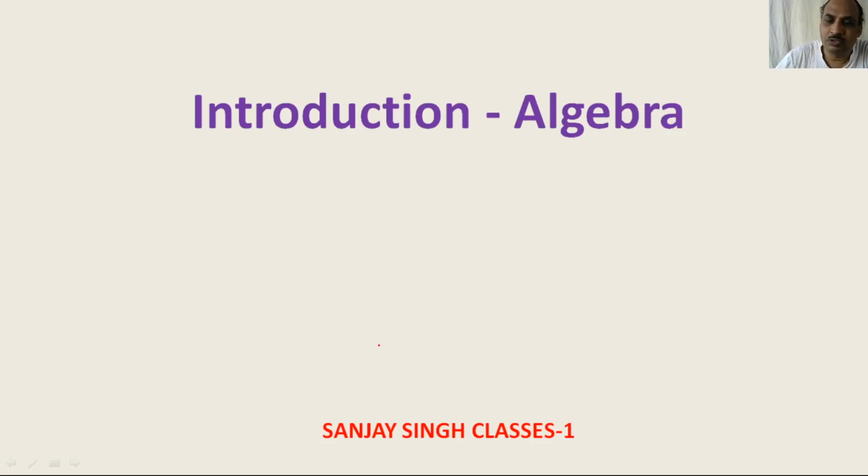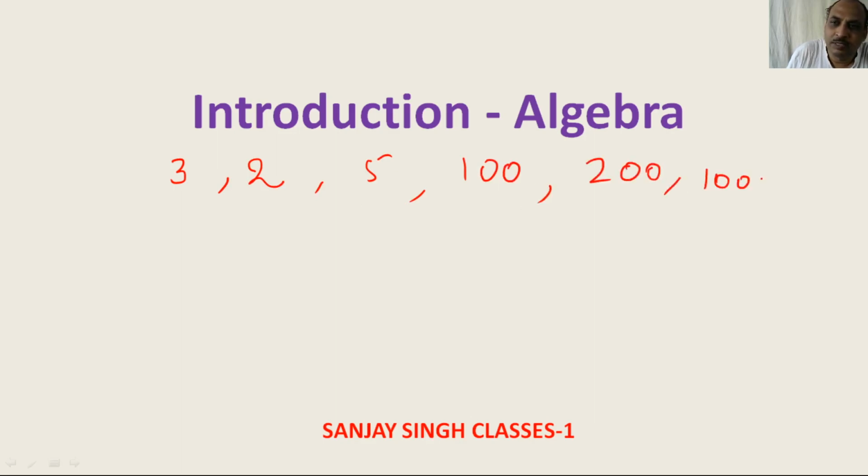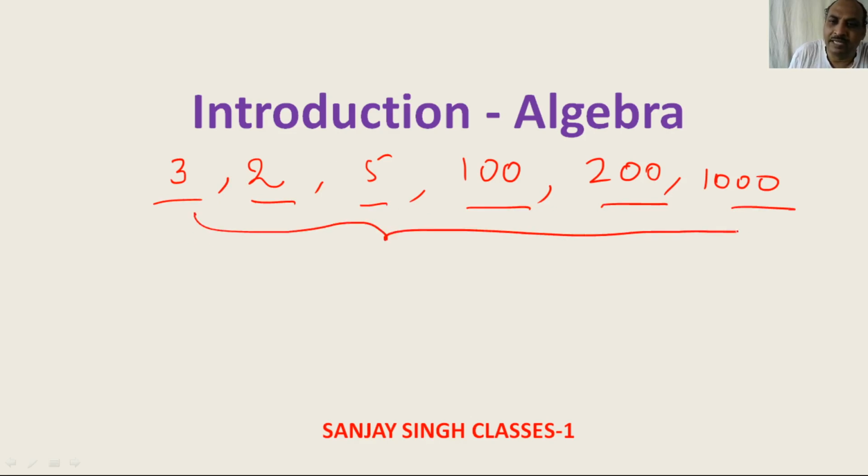So let me first introduce what actually is algebra and what actually is a variable. Okay, so suppose we are writing 3, 2, 5, 100, 200, 1000. So what actually are these? Of course these are numbers, but these numbers are not varying. They will not vary, they will be constant. So that's why these all are called constants.